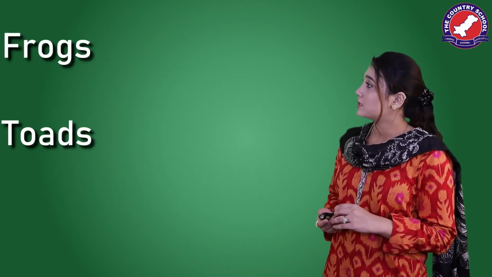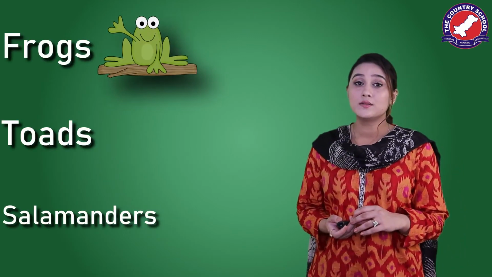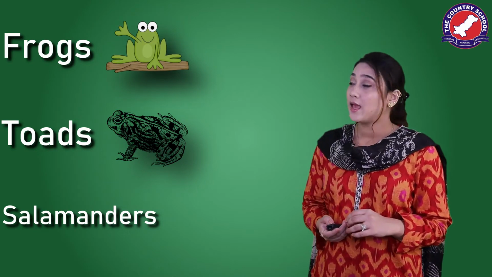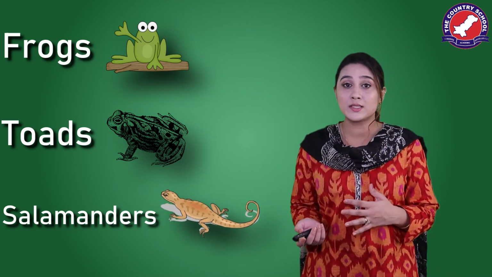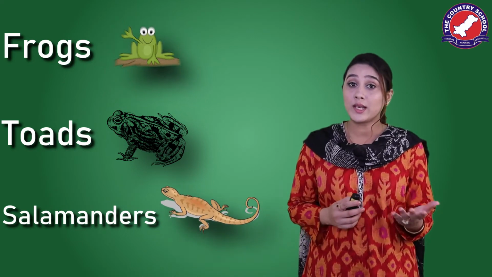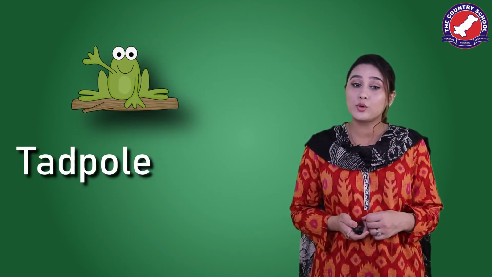These are the amphibians. Frogs, toads, and salamanders. They're all amphibians. But how do they live both on land and water? Let's see the example of a frog. Did you know that a baby frog is called a tadpole?